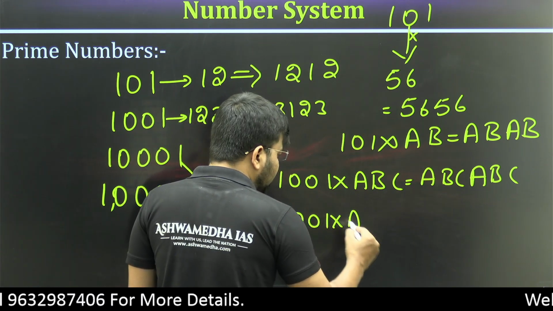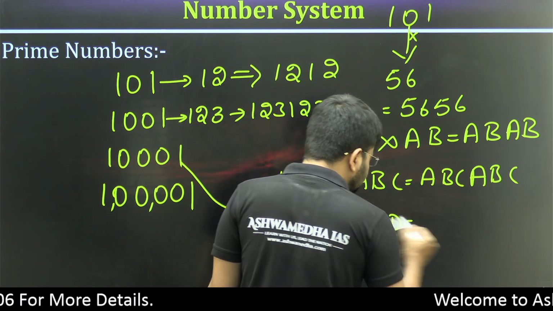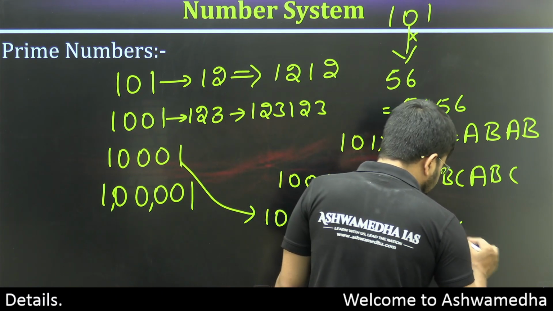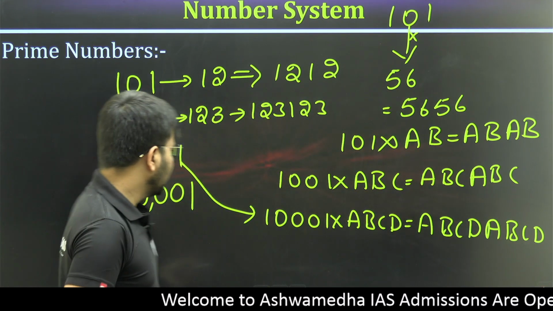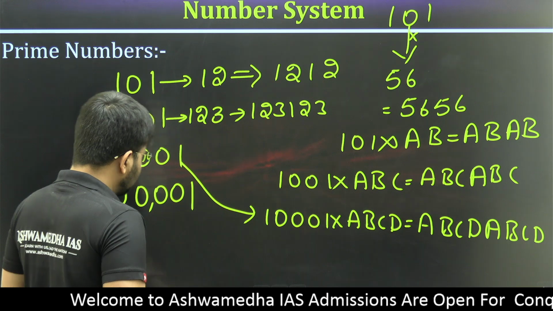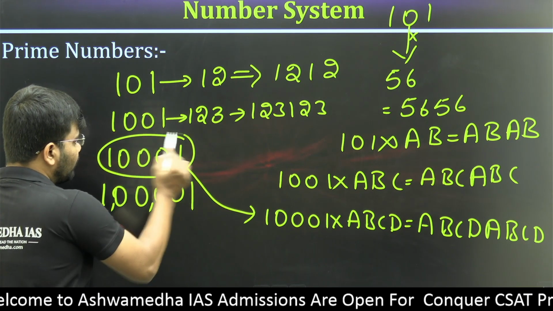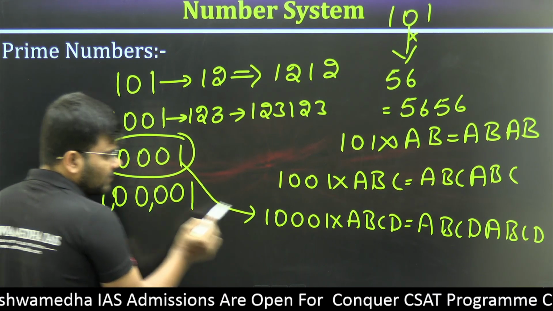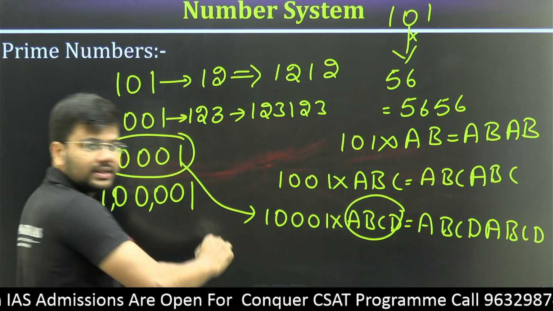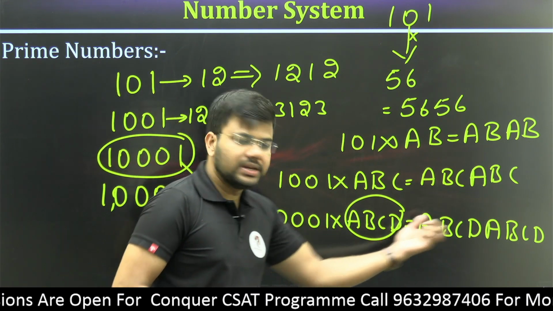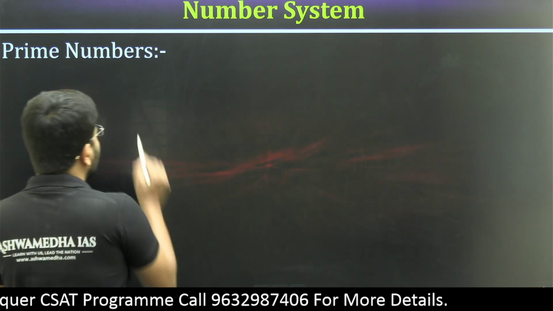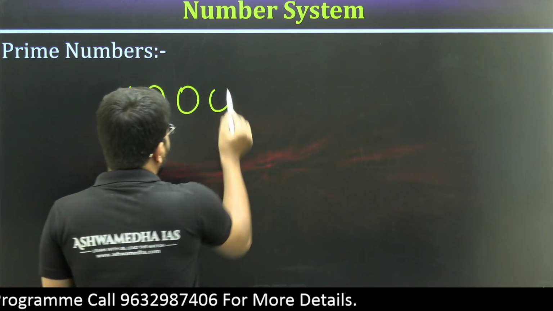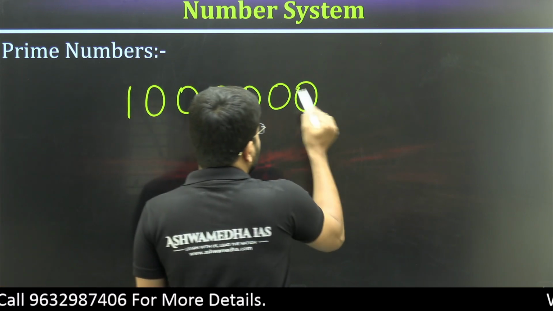So if I multiply with the 3 digits, which will give me ABCD, ABCD, ABCD, ABCD. Now we have understood the theme, I guess. How many digits are here? 5 digits. For 5 digits, if I multiply with the 4 digit, I'll get the recurring, that is ABCD, ABCD. Hope you've got it.